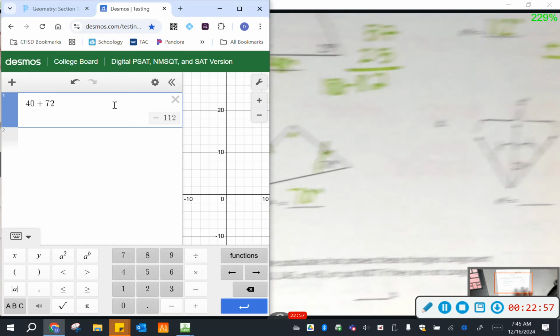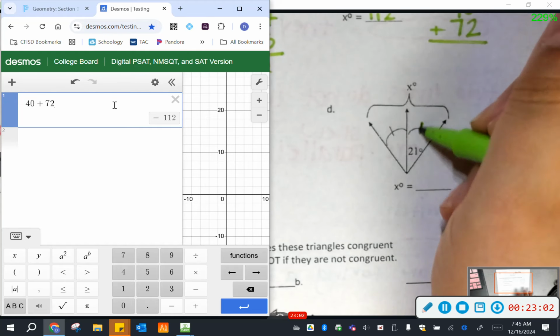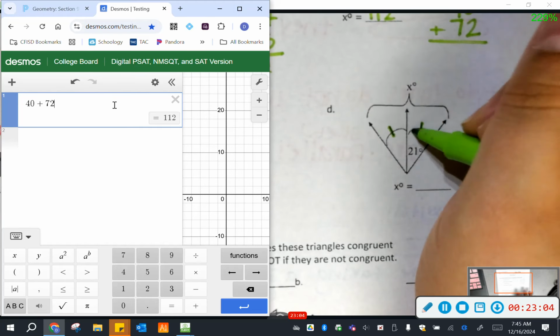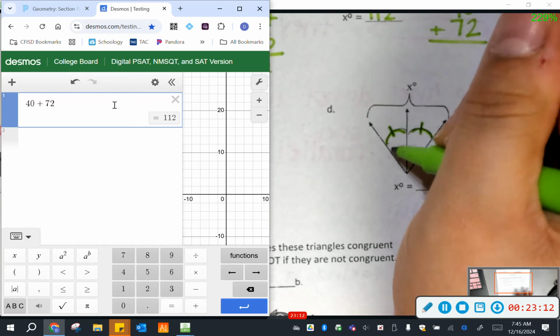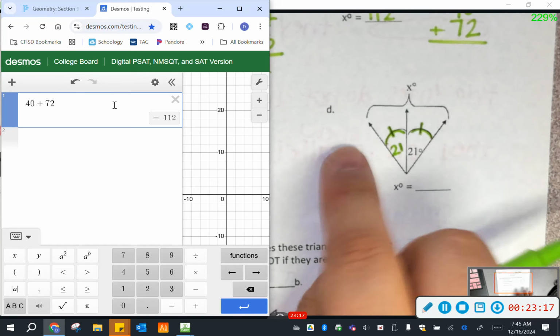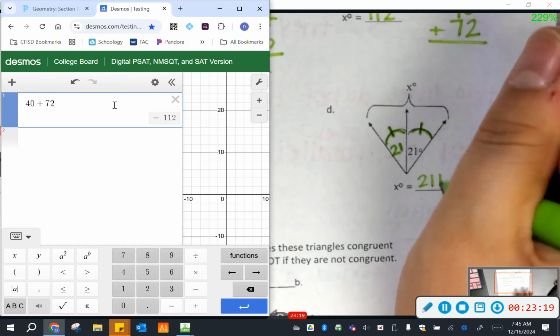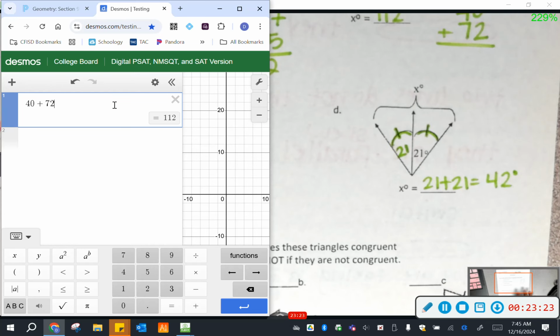And then the last one in this section, what do these little tick marks mean right here? Or arches? What do the arches mean? They're the same. So if this is 21, that's 21. How do I find the whole thing? There we go.